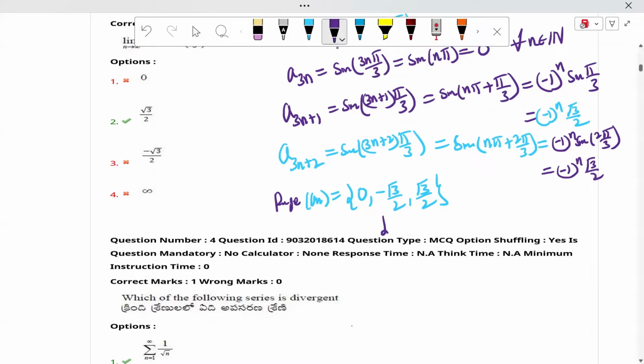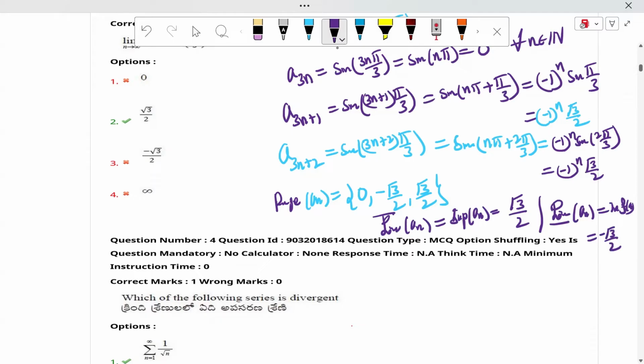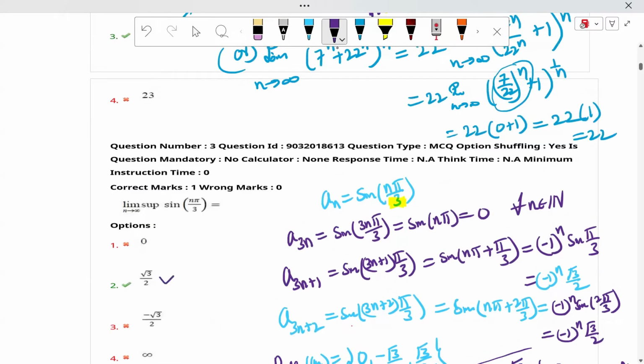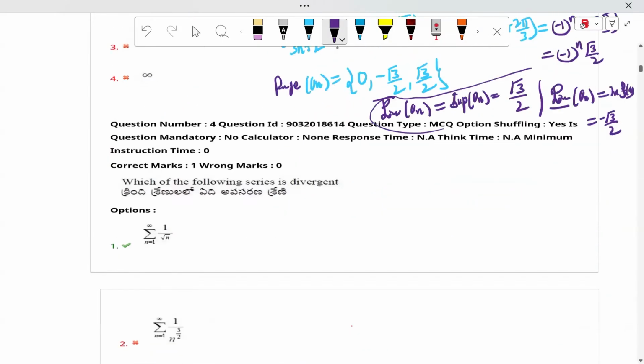It is a bounded sequence, so the supremum is the limit superior. The limit superior of the sequence an is the supremum of an. It is √3/2. For example, if the examiner asked the limit inferior of an, it is nothing but the infimum of an. So what is the infimum of an? -√3/2. So what is the limit superior here? √3/2 is the right answer. Option 2 is the right answer.